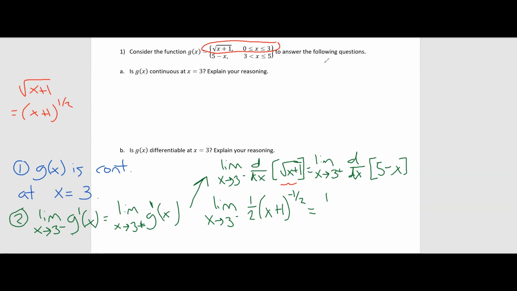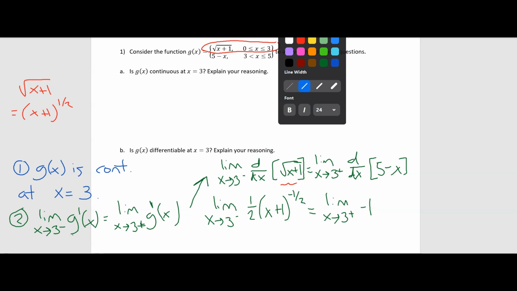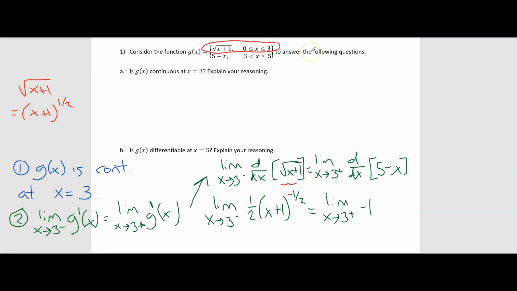This is equal to the limit as x approaches 3 from the positive side. The derivative of 5 minus x is just going to be negative 1, so that's nice. These limits can be evaluated strictly by substitution, which is also nice. So I'm going to get negative 1 on the right side. On the left side, there are a couple of intermediate steps you could do. Let me just do them up here in orange. You can do them down there. You have a little bit more space than I do.